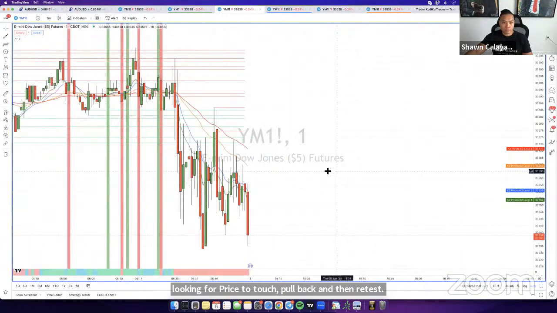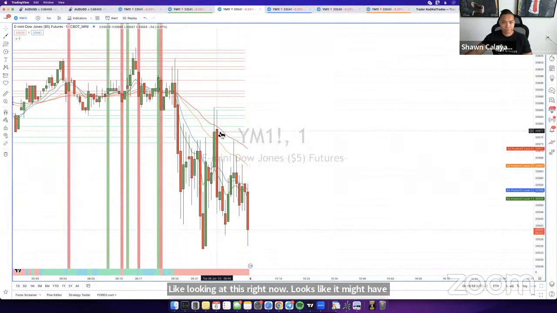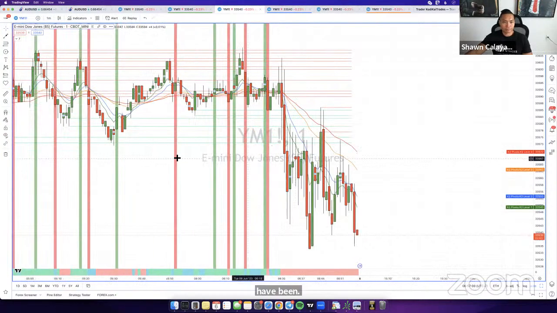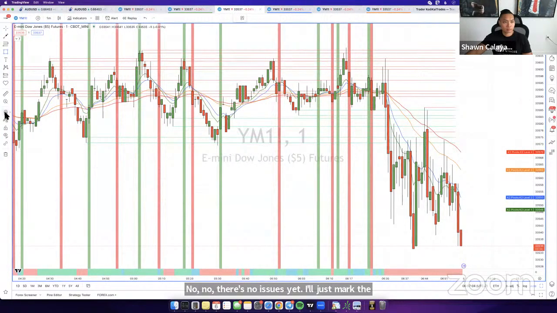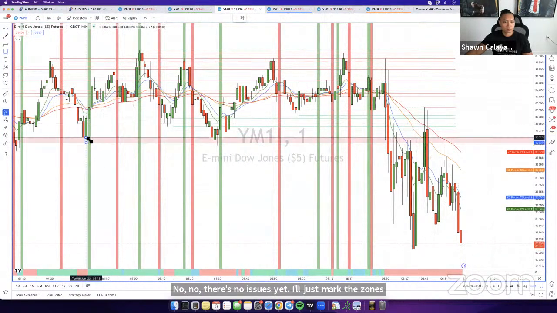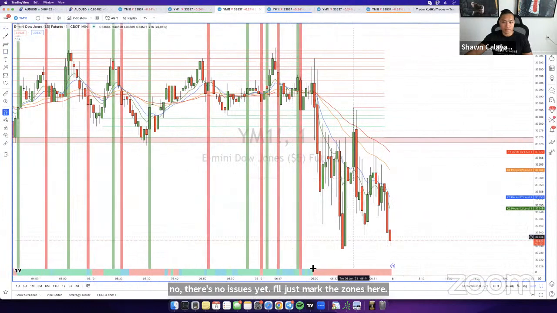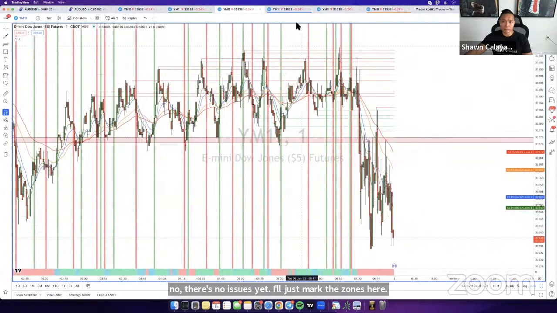Looking at this right now, it looks like there might have been... no, not really. There's no entries yet. I'll just mark up the lower zones here, just in case we have something that comes up. But at the moment, there's just nothing for us to take right now.